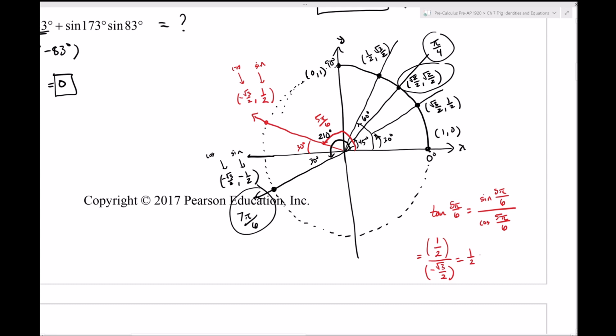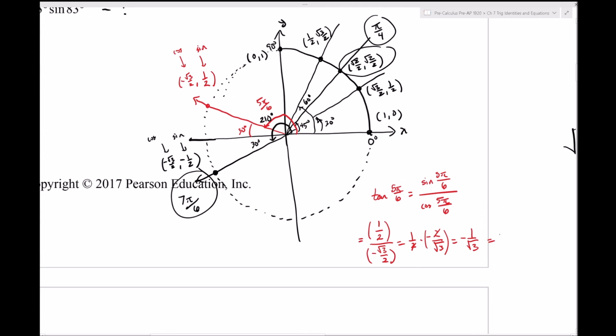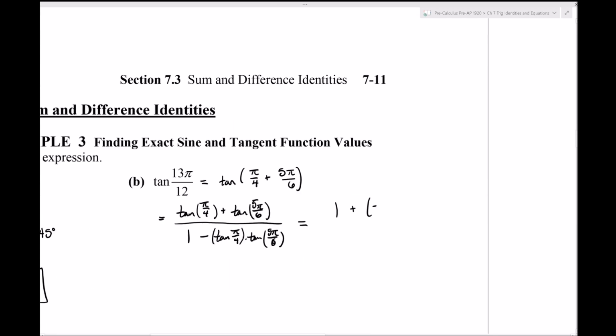So you just take the top fraction, multiply by the reciprocal of the bottom fraction. So 1/2 times negative 2 over the square root of 3. The 2's will cancel, the negative stays, and you get negative 1 over square root of 3. And that is the same thing as negative square root of 3 over 3 when you rationalize. So that is the tangent of 5 pi over 6, which I'm stealing. And I'm writing that over here.